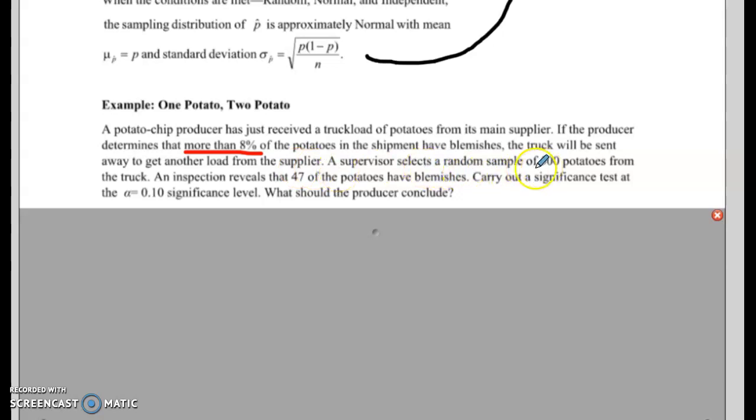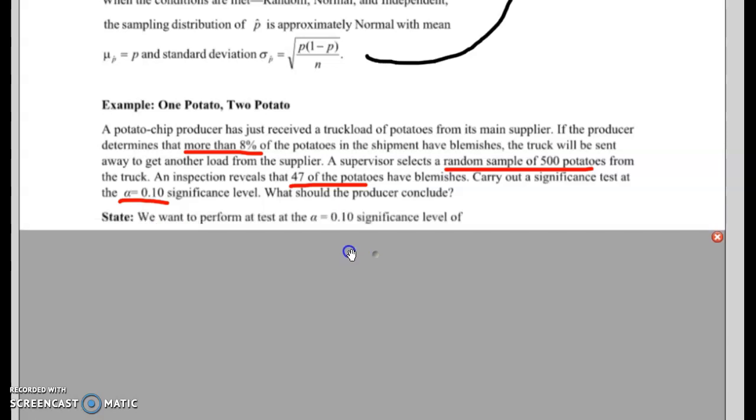A supervisor selects a random sample of 500 potatoes. An inspection reveals that 47 of them have blemishes. Carry out a significance test at the alpha equal to 0.10 significance level. What should the producer conclude?